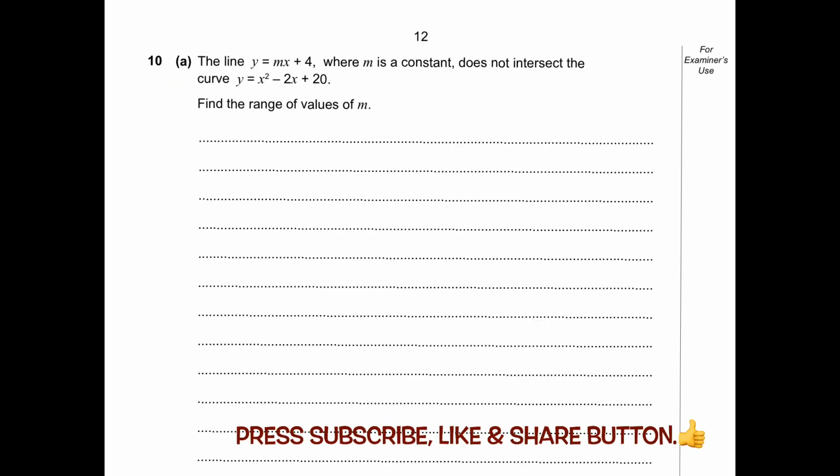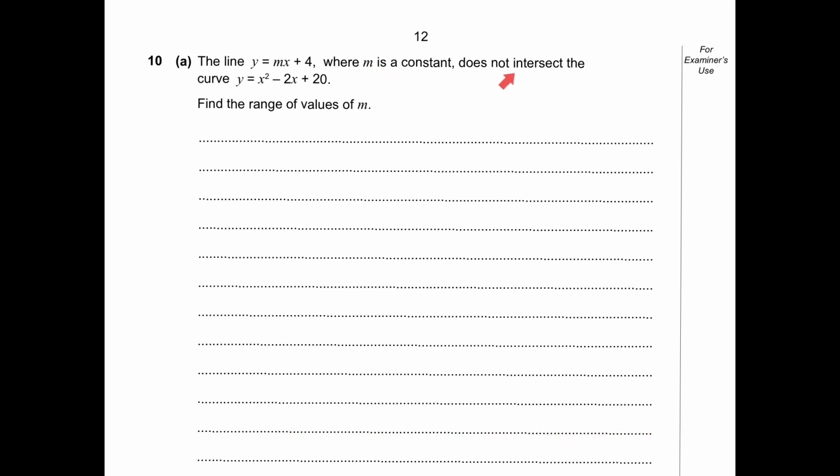All right, now looking at question 10. The line y is equal to mx plus 4, where m is a constant, does not intersect the curve y is equal to x squared minus 2x plus 20. Find the range of values of m. So I'm sure you can see that the question here is on nature of roots. What we are having here is a curve and a straight line, which they are saying do not intersect. So that's what we're having here: a parabola and a straight line, which are not intersecting.